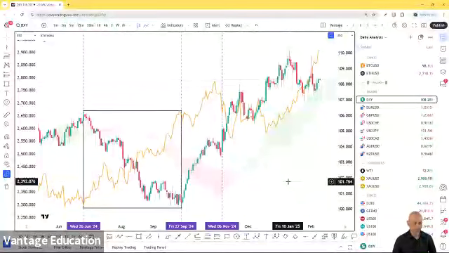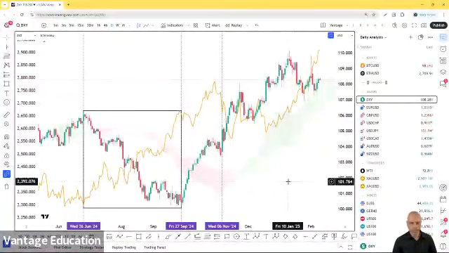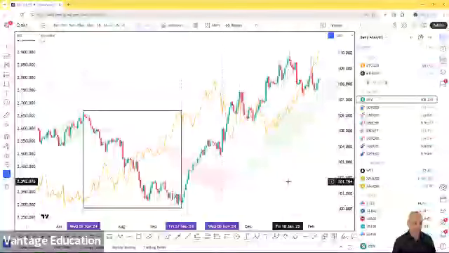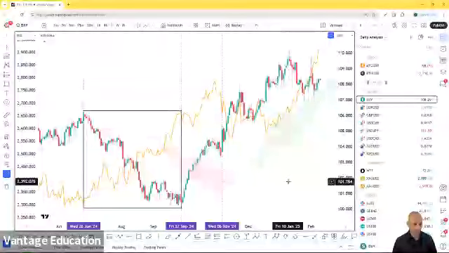This can be due to safe demand for safe haven assets, right? Safe haven assets are typically gold, US treasuries, and the US dollar itself. So during periods of high uncertainty or heightened geopolitical tensions, we can see strong demand for the US dollar and strong demand for gold, pushing up both of these asset classes together, right?